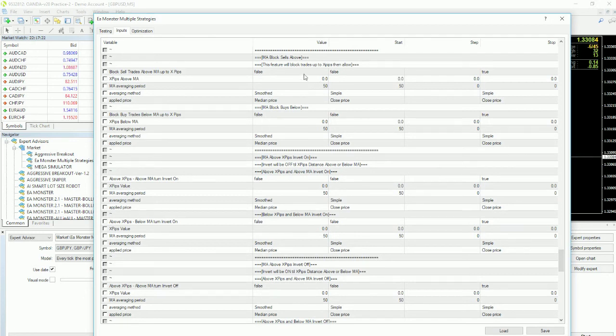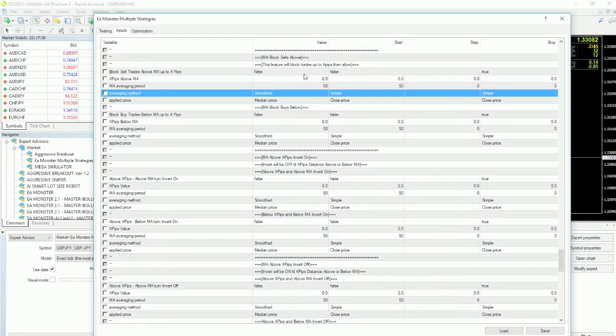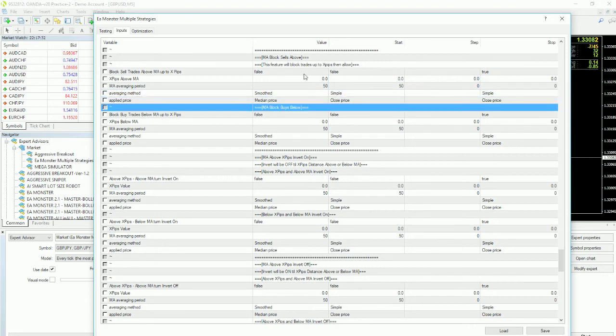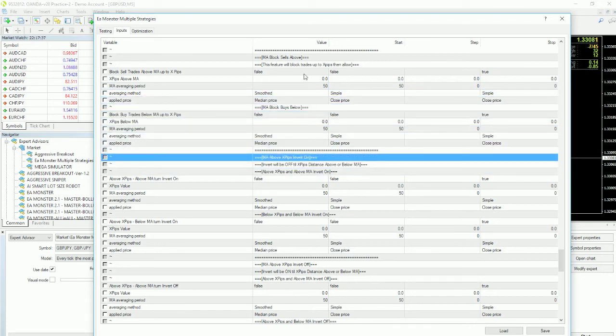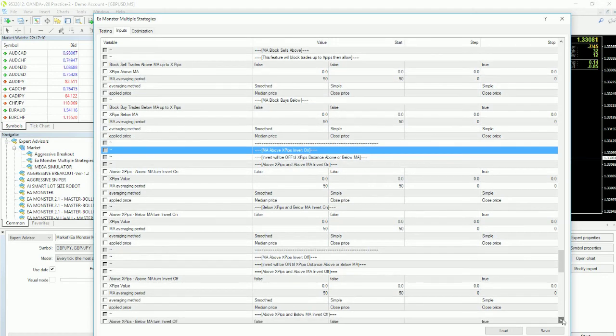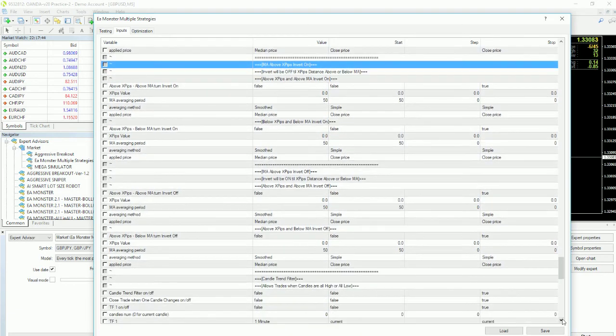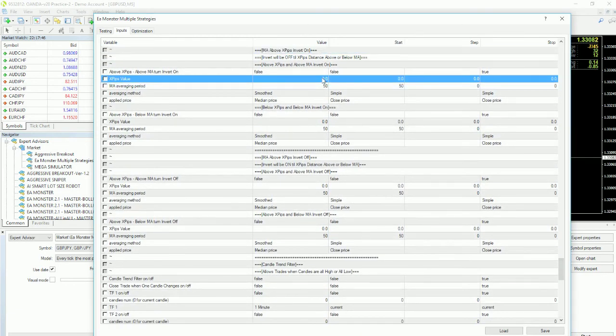So in these block settings, it's just everything we just went over for the buy above, sell below. This is now sells above, buys below, and the same thing, blocking X up to and then allowing. Same thing here, except this one here is a little bit different. This one here is moving average above a certain distance in pips. It's going to turn invert trades on. Get it? Do you understand?